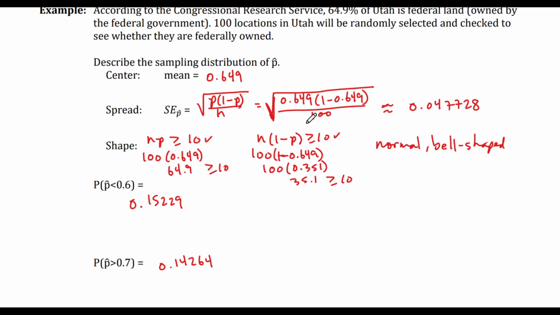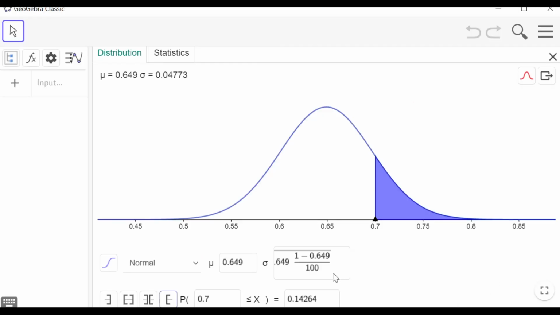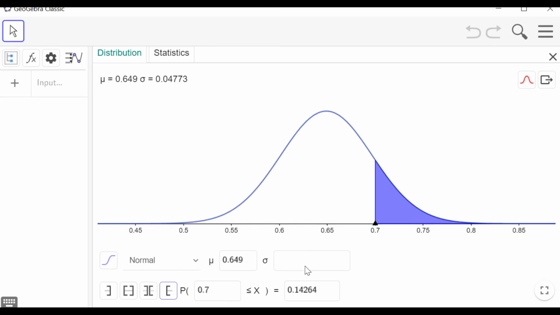So in GeoGebra, before we put in this entire expression, let's do that again using the rounded value for the standard error. So instead of putting in the entire expression, we can use the rounded value. And we see it actually gives us the same answer, at least to the 5th decimal place. So sometimes it makes a slight difference, sometimes it doesn't make much difference at all, but it's good to know how to use that exact expression when calculating probabilities using GeoGebra.